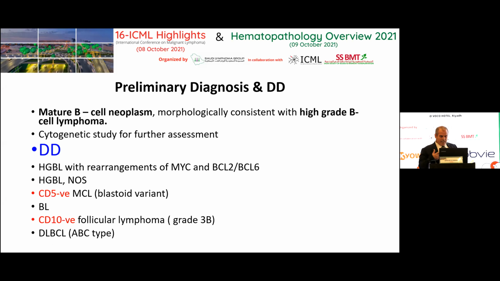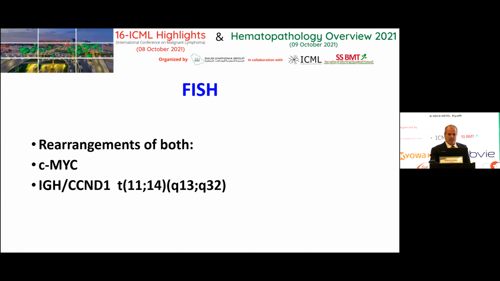Those all are differential diagnoses. So what we need now is cytogenetics. Cytogenetics is very important to categorize this case. So we did FISH. We detected MYC is rearranged. We detected IGH::CCND1 translocation, t(11;14). So what's your diagnosis? It is a high-grade B cell lymphoma now, because we have MYC rearrangement, we have Ki-67, we have starry sky, which is called aggressive morphology.